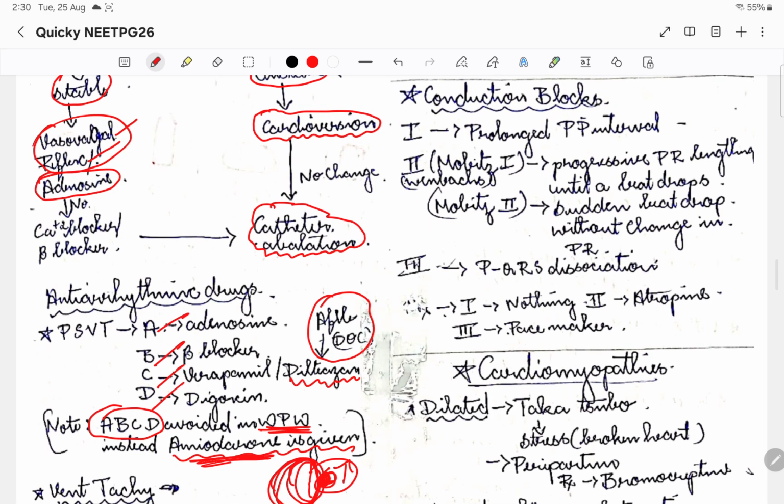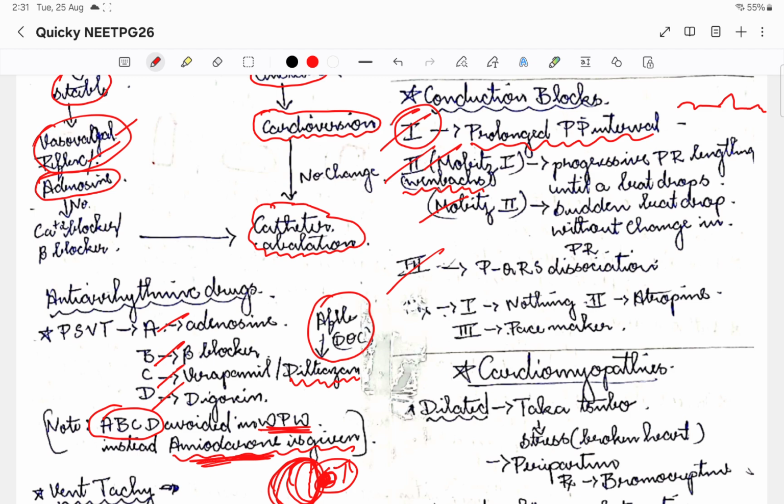Then coming to conduction blocks, there are three types of conduction blocks: type 1, type 2 and type 3. In type 2 there are two types, Mobitz type 1 and Mobitz type 2. Mobitz type 1 is also called Wenckebach's. In type 1 there is a prolonged PR interval, between P and P, not between R and R. It almost looks like a bradycardia, but if between R and R the difference is there, that is bradycardia, but if it is between P and P, it is going to be a conduction block, that is first degree conduction block.